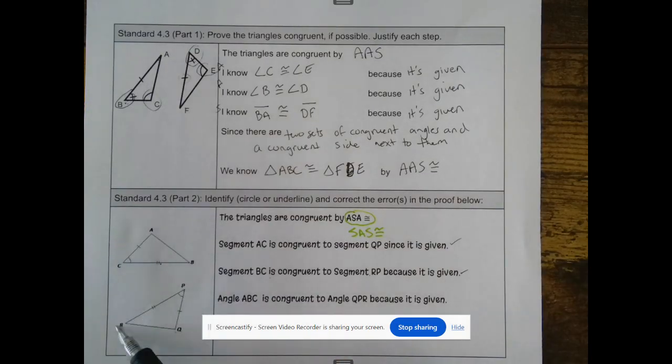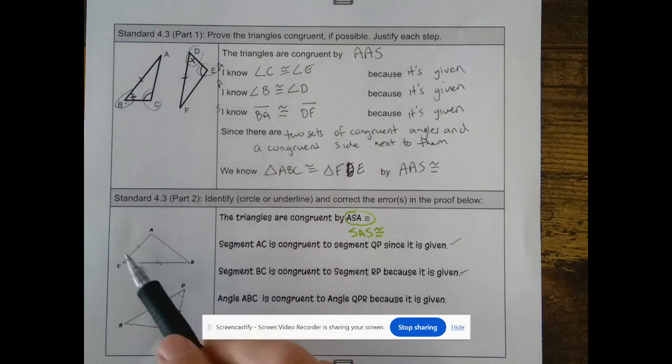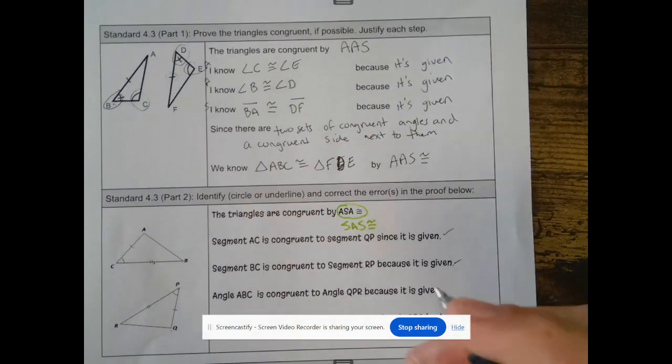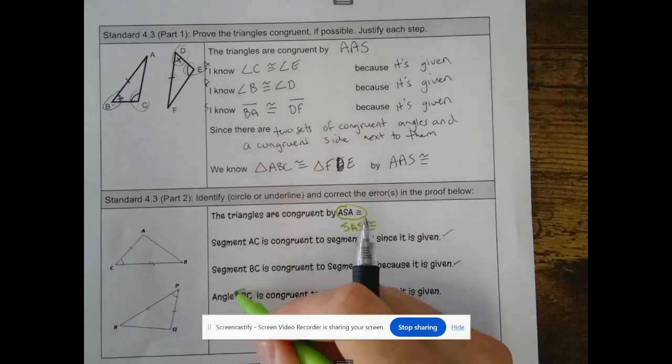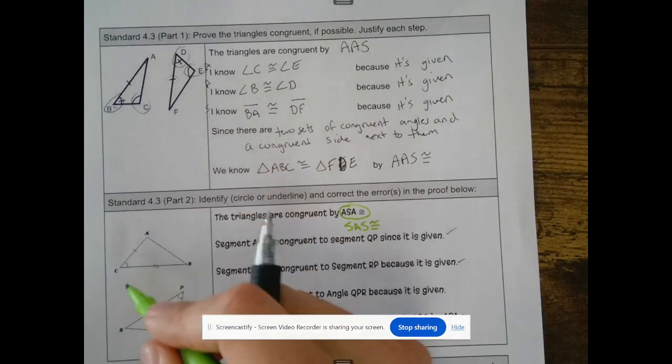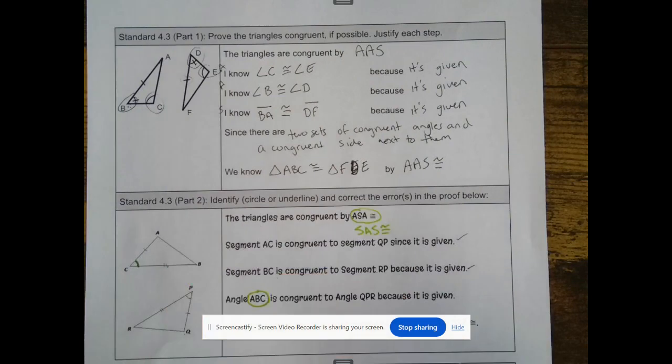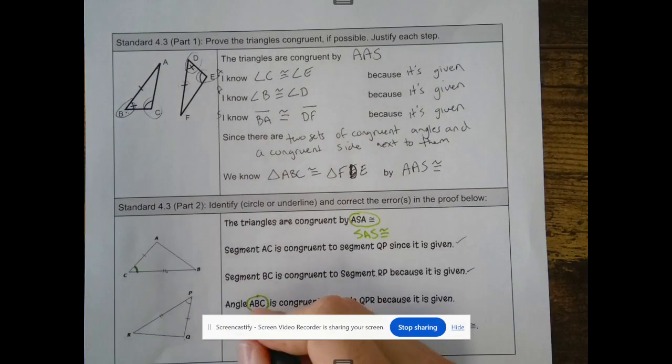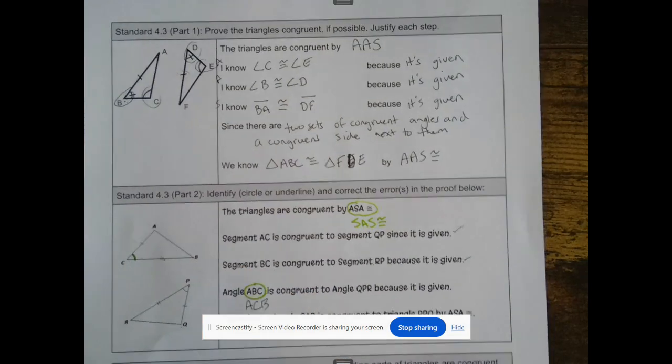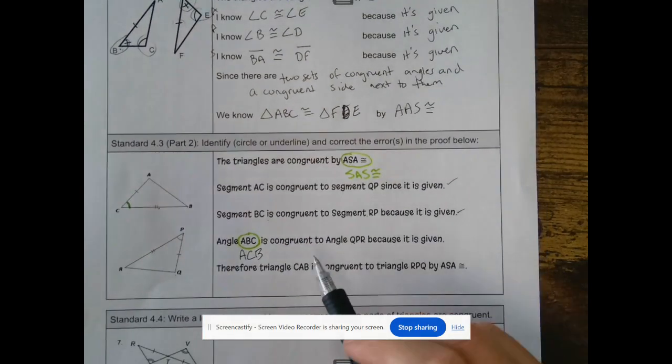So ABC is congruent to QPR. Something seems off there. So ABC, well, that's not a given angle. B is not marked at all. So we probably want to talk about the marked angle. So instead of ABC, we want to talk about this angle right there. So that one we should probably call ACB. That way, right? C has to be the middle letter there. And then it's congruent to angle QPR.